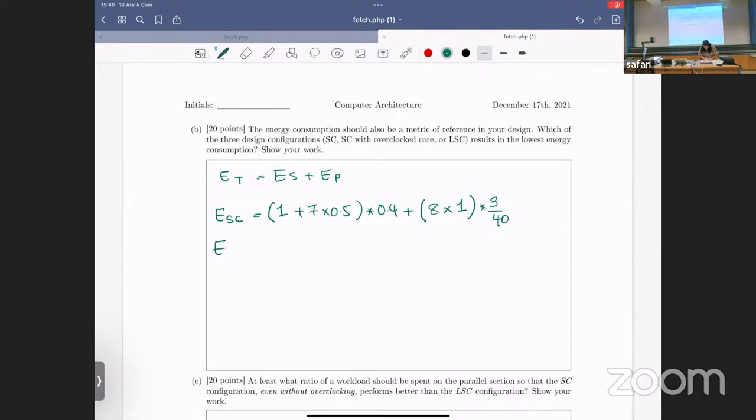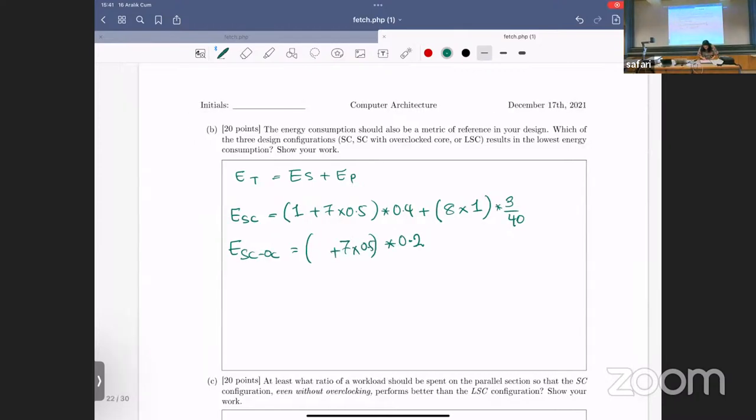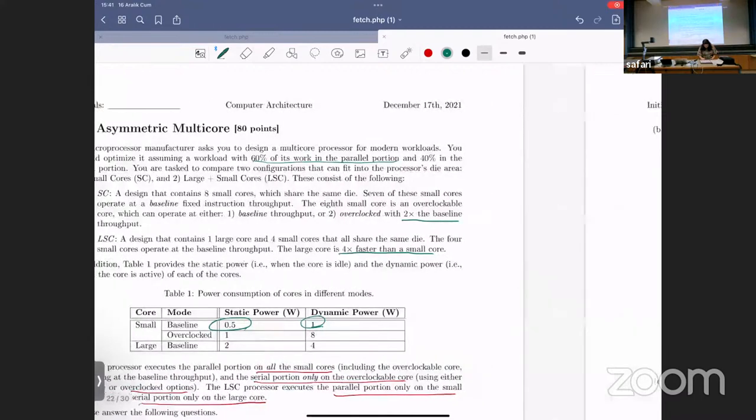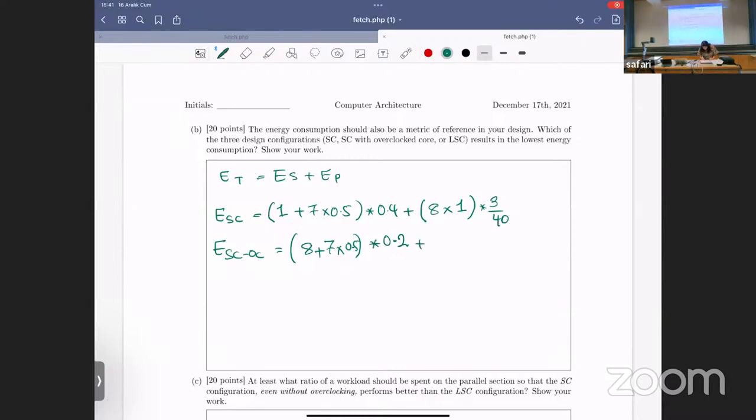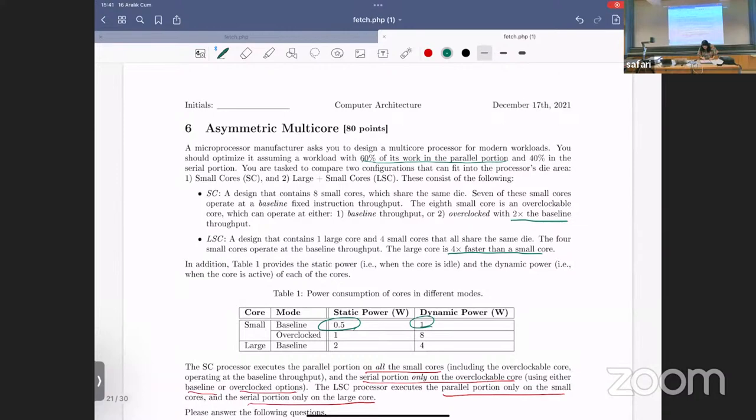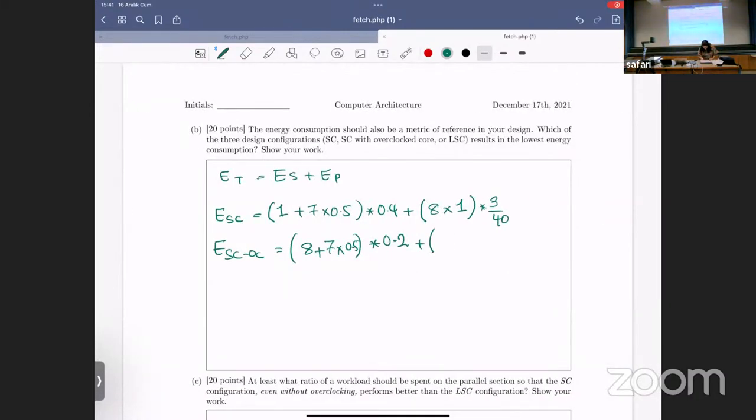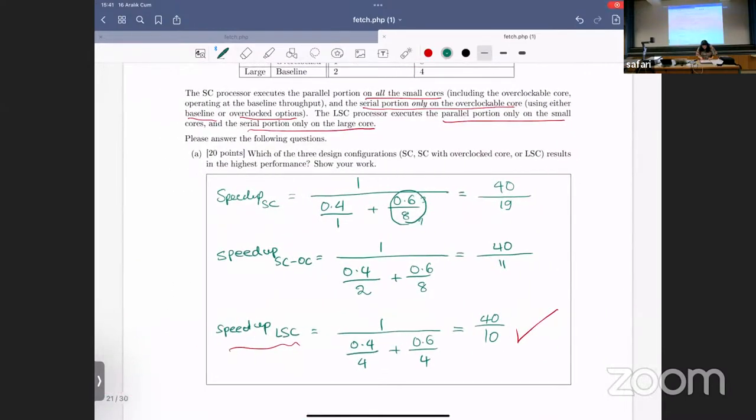Okay. So let me quickly go through the SC overclockable scenario. The overclockable one makes this part relatively faster, right? Because it's twice as fast. Let's go one by one. Again, we have these things idle and the power is 8. Now, when this overclocked one is idle, sorry, it is acting just like a normal core for the parallel section. So we just do 8 multiplied by 1. And the ratio of time spent on the parallel section is the same here, as you see.